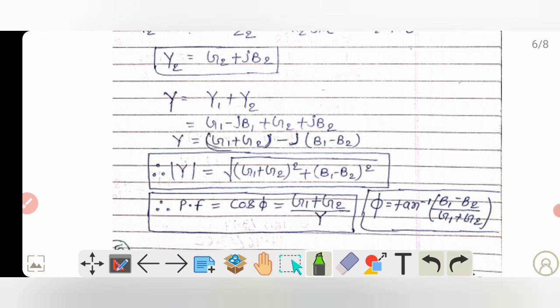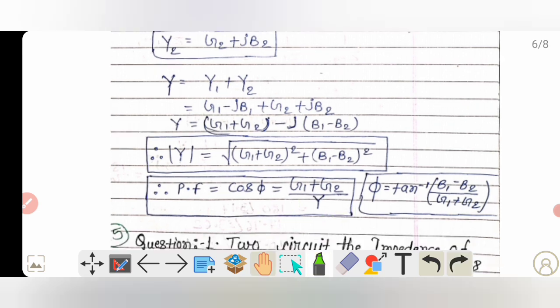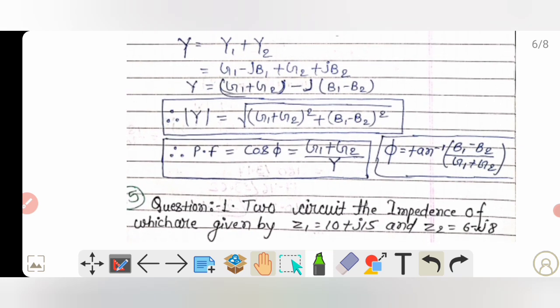And as we put all these values, the magnitude of Y will be equal to root under (G1 plus G2) whole square plus (B1 minus B2) whole square. And from here, my dear friends, we know that cos phi, that is the power factor angle, is equal to (G1 plus G2) by Y, and phi is equal to tan inverse of (B1 minus B2) by (G1 plus G2), that is, the imaginary part by the real part. So my dear friends, based on all these methods, we will discuss a numerical question to understand them.